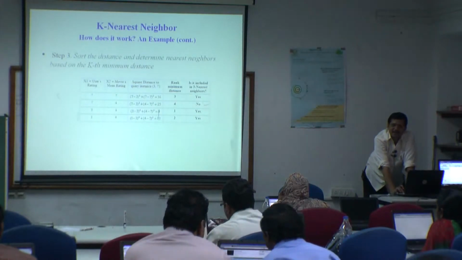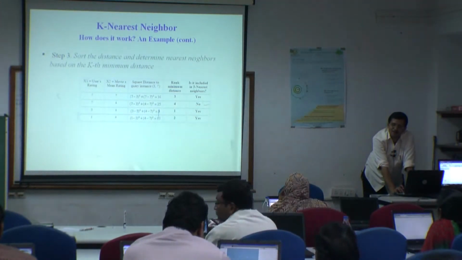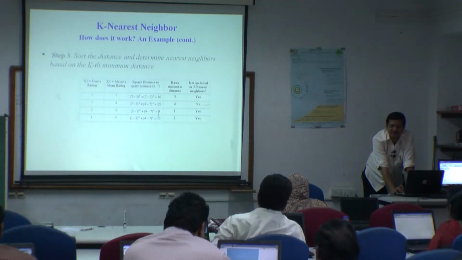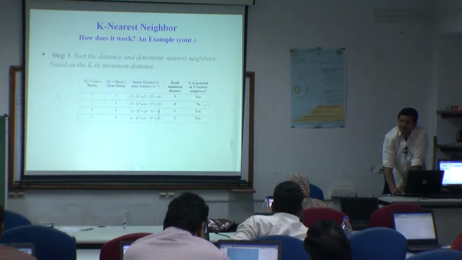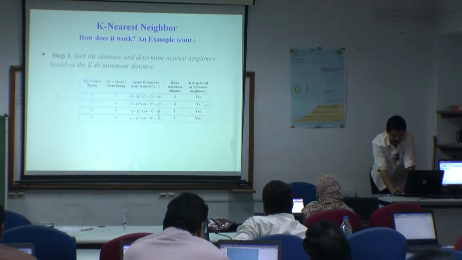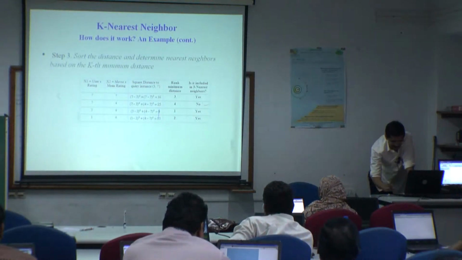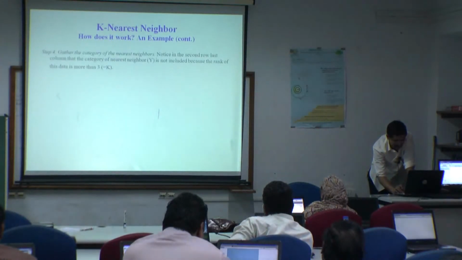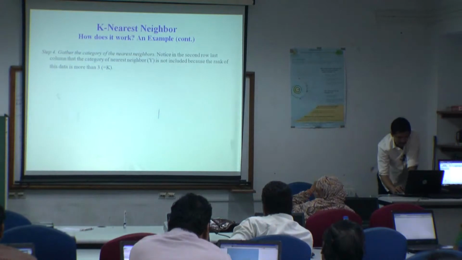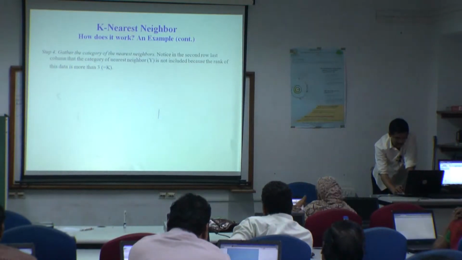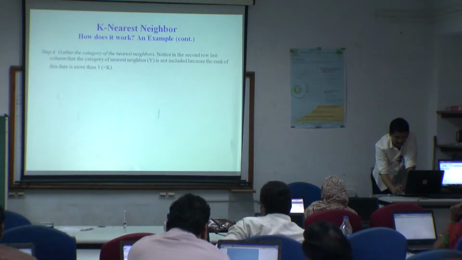It means you have to identify the 3 nearest neighbors and the nature of those 3 nearest neighbors, whether they are fans of those movies or not fans of that movie. What are the characteristics of those 3 nearest neighbors? So the 3 nearest neighbors will be, gather the category of the nearest neighbors.